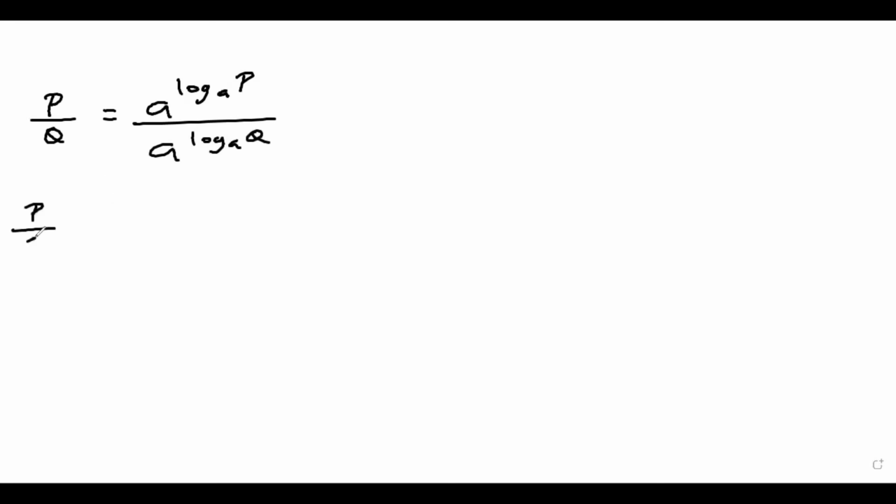So the same thing can be done when we're dividing. So p over q would be a to the log base a of p divided by a to the log base a of q. So whenever we're dividing the same bases, we subtract the powers. So that would be a to the log base a of p minus log base a of q.